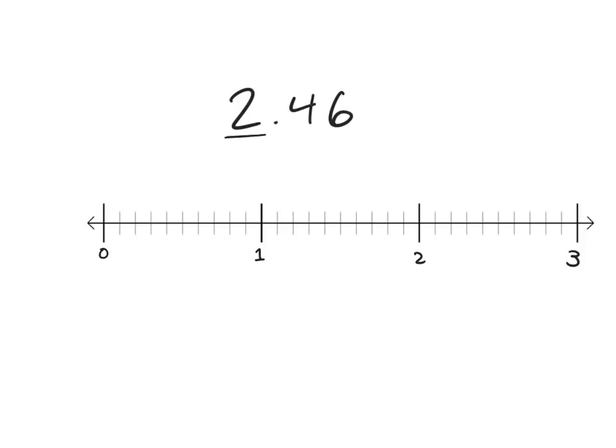So my first jump is going to be my ones place, so my whole numbers. So I'm going to go from 0 to 2. So there's my 2 wholes. Then I'm going to jump 4 tenths, so that's going to be 4 of these large tick marks. 1, 2, 3, 4. It's going to get me right here.